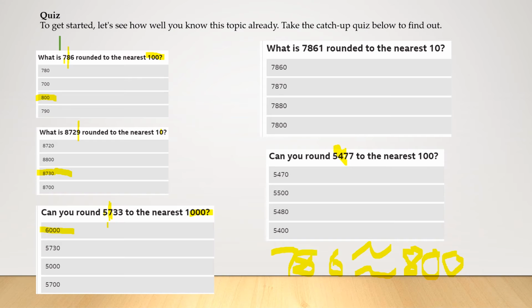7,861 rounded to the nearest 10. So I'm staying at 7,860, or am I going up to 7,870? So the 1 is telling me that I'm staying with 7,860. Last one, can you round 5,477 to the nearest 100? So 5,400 or 5,500. The 7 is telling me I need to round up.